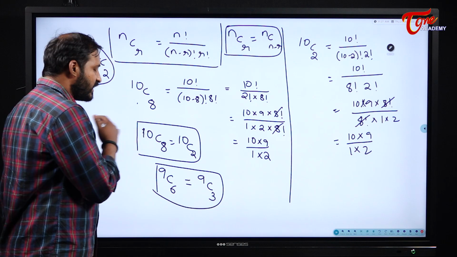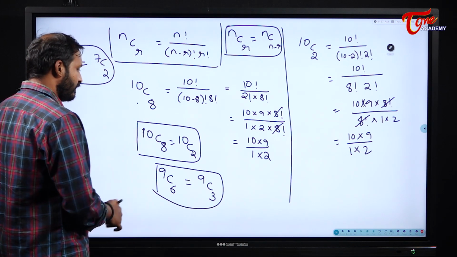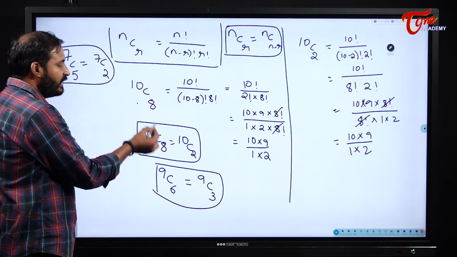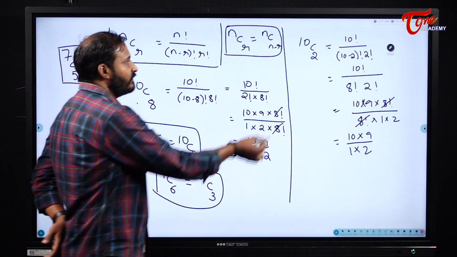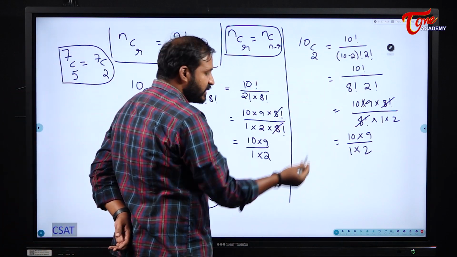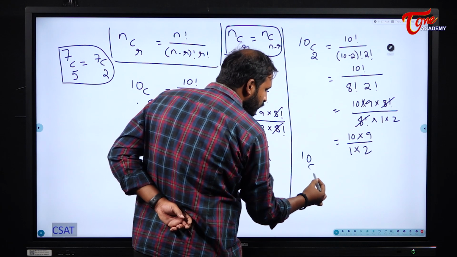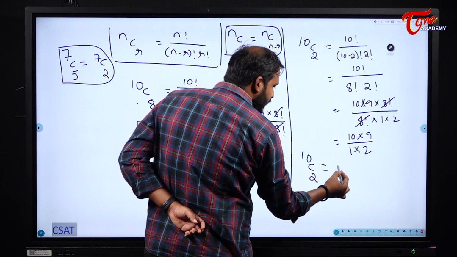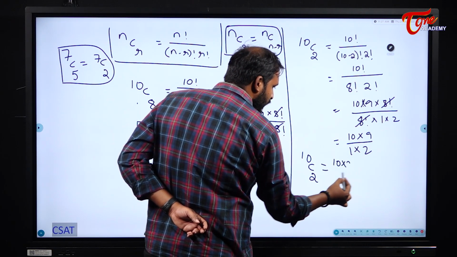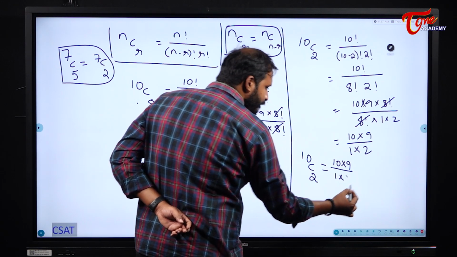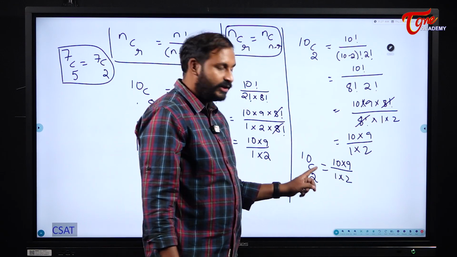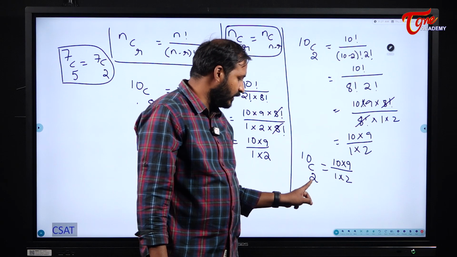Okay, sir, what is the reason behind that? Why are we doing it in this manner? To find 10C2, we have done all this procedure. Instead of that, I will write 10C2 directly. I decrease 10 for 2 times, that is 10 into 9 by 1 into 2, since 2 is there.